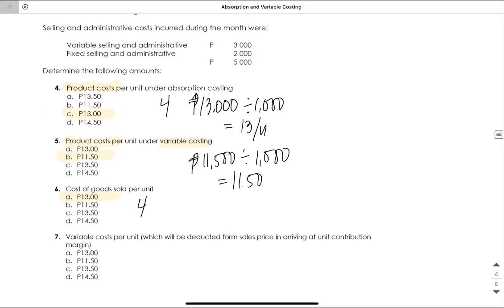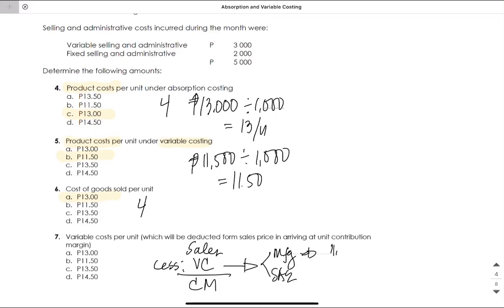Next, number 7. Variable cost per unit, which will be deducted from sales price in arriving at unit contribution margin. In variable costing, we have sales less variable cost equals contribution margin. So what is the variable cost per unit? Variable cost per unit includes manufacturing and selling and admin expense. For manufacturing, we have the product cost under variable costing, 11,500. On a per unit basis, divide this by 1,000, so you will have 11.5.